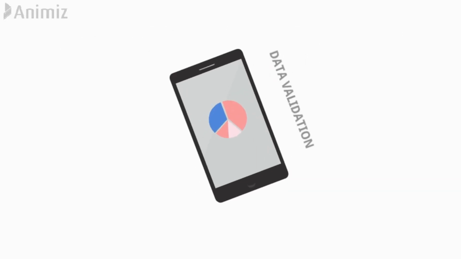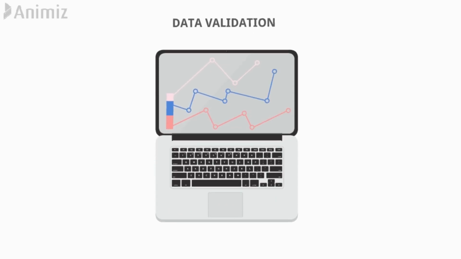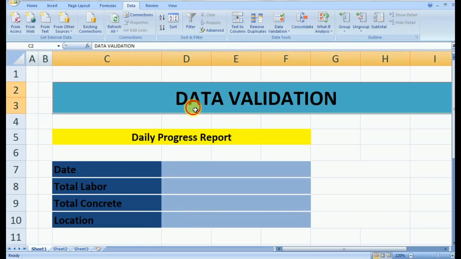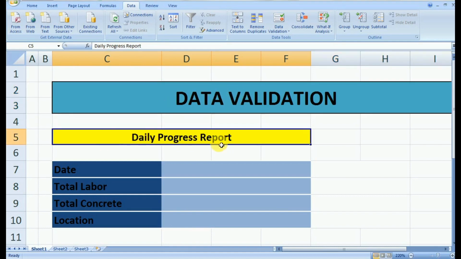In Excel, we often require that the user enter specific data. This is known as data validation. Suppose we want data validation, that means a user entering specific data in a daily progress report.